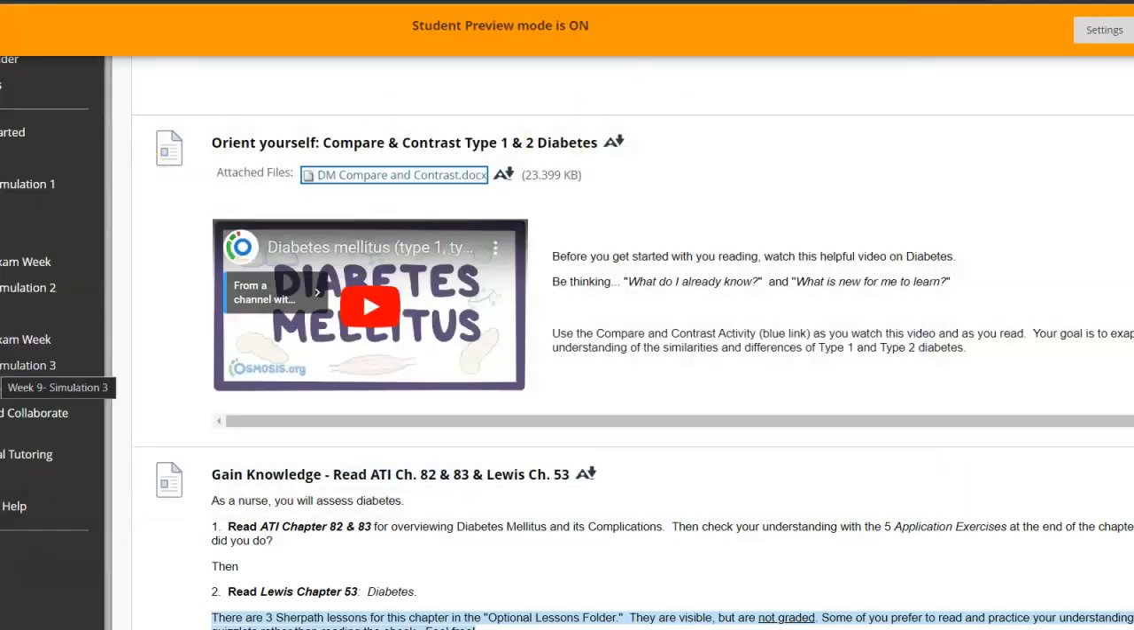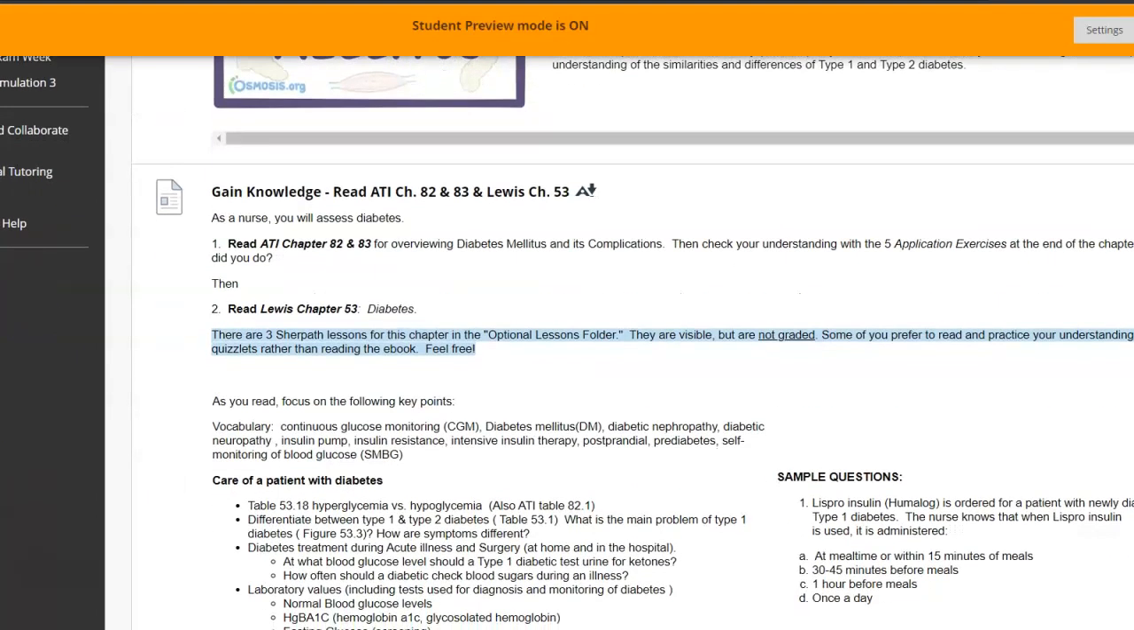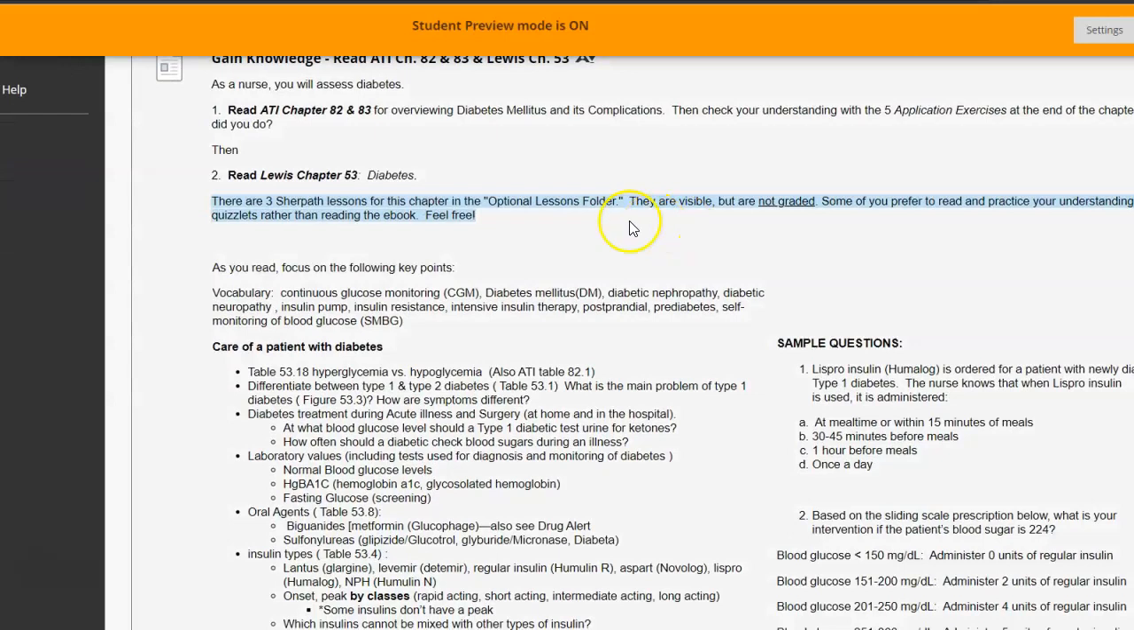Still in Module 1, we are going to read ATI, chapters 82 and 83. It's an overview of diabetes and complications. Then, as always, check your understanding with the 5 application exercises at the end of the chapter. Then please read Lewis chapter 53. There are 3 SurePath lessons that are optional in the optional lessons folder. They are visible, but they will not be graded.